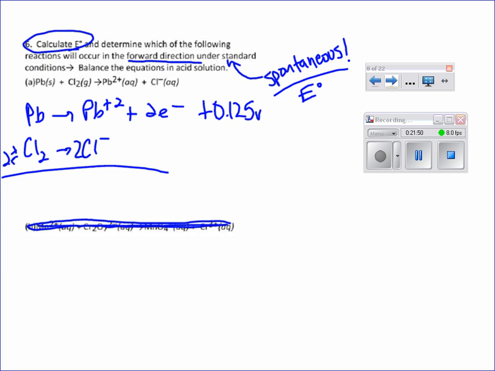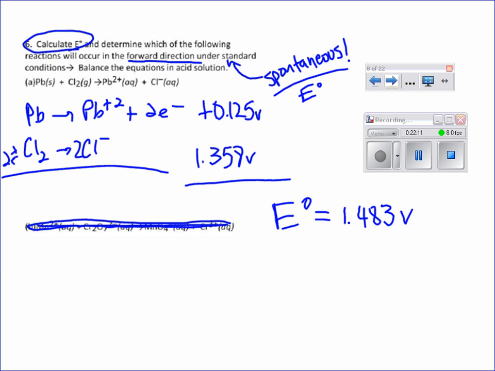Has anyone found Cl2 yet? Since that's reduction, we're going to leave it alone: 1.3. My examples have been great, they've all been positive, but things in the world aren't always going to be spontaneous. So what does our E naught come out to be? Someone with a calculator? 1.483? 1.483 volts. So is this spontaneous in the forward direction?